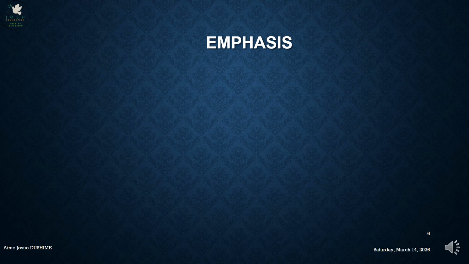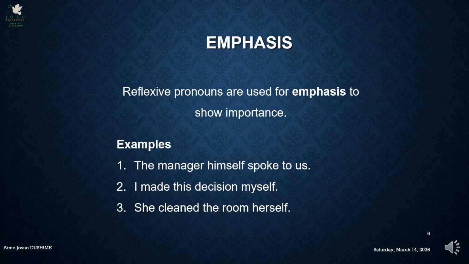Let's see emphasis. What are we trying to indicate here? What is the main deal here? Reflexive pronouns are used for emphasis. When I say emphasis, it's to show the importance of something. When I say the manager himself spoke to us, I'm trying to show you how very important it is, to the extent that the manager came to tell us that thing. It means that thing is very, very important. So don't just joke around with that thing.